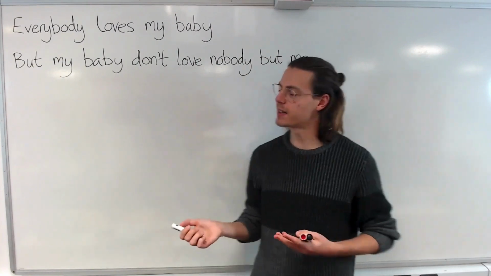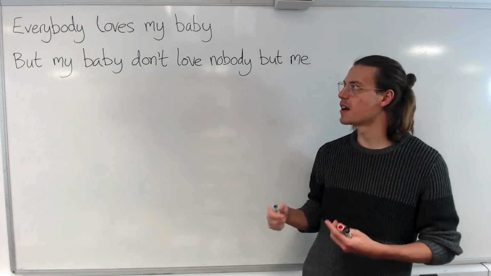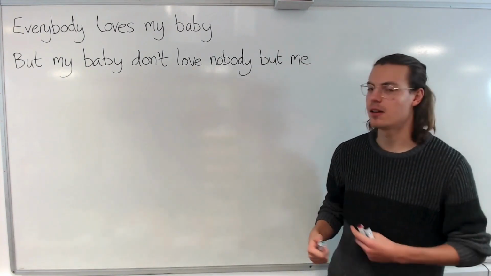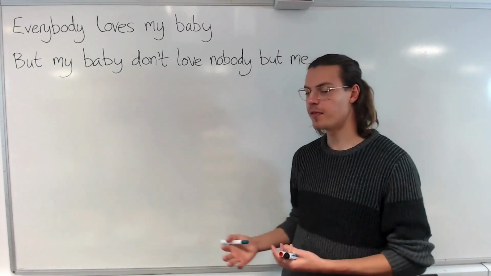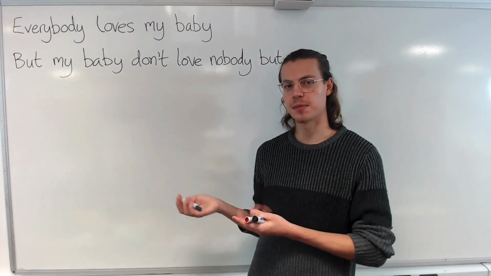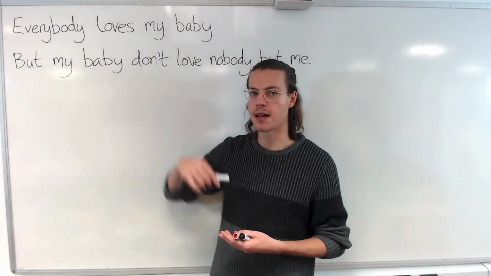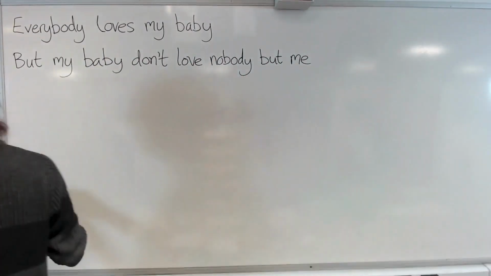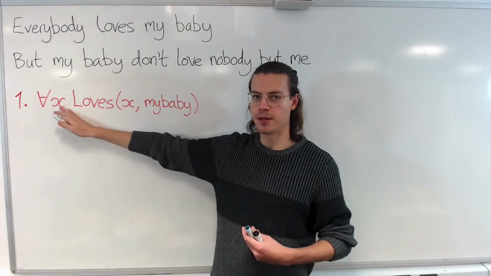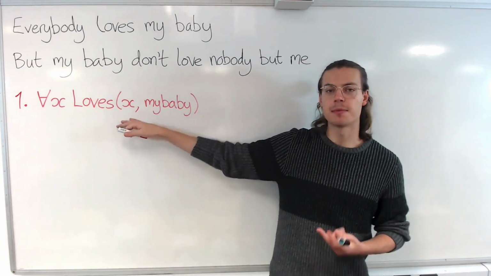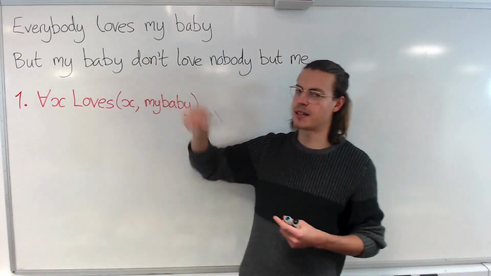Let's examine these lyrics taken from a song recorded by Doris Day. Everybody loves my baby, but my baby don't love nobody but me. If we use the predicate loves xy to represent the statement x loves y, we can easily express this first line in predicate logic. For any person x, x loves my baby. Everybody loves my baby.